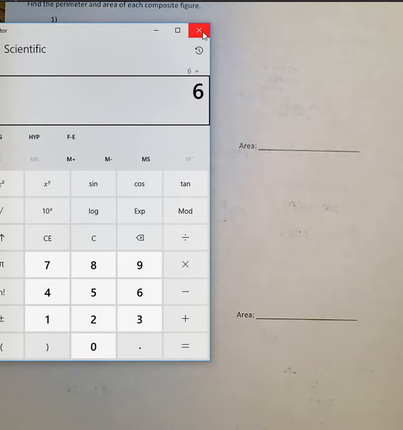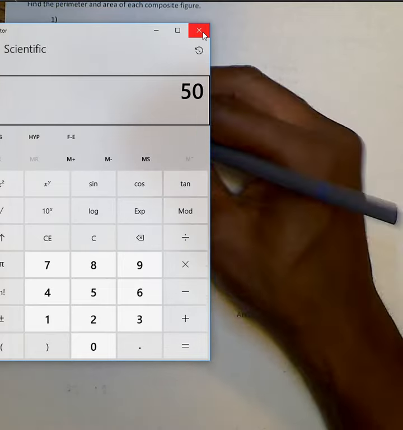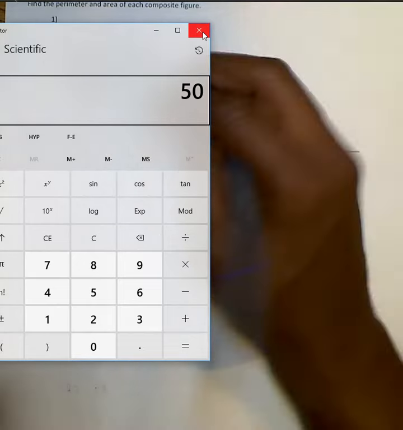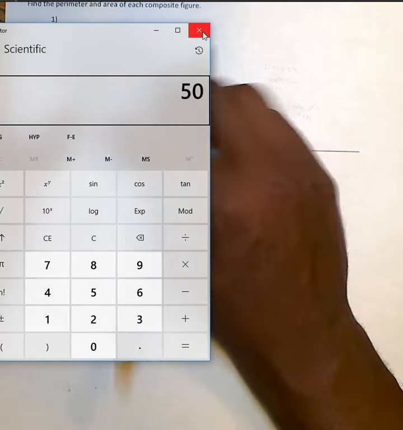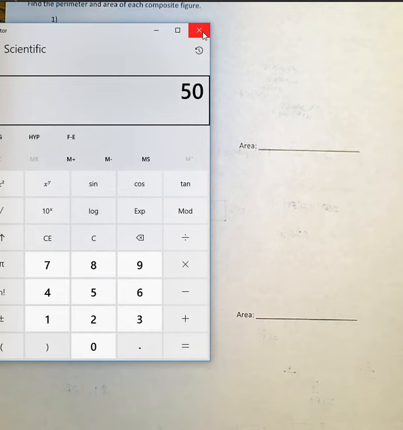6 plus 4 plus 4 plus 15 plus 10 plus 11. Okay, and that's all the sides I have. And that's 50. Okay, so the perimeter then is 50. Double checking, 20, 30, 50. Alright, great. Now they're asking us for the area.